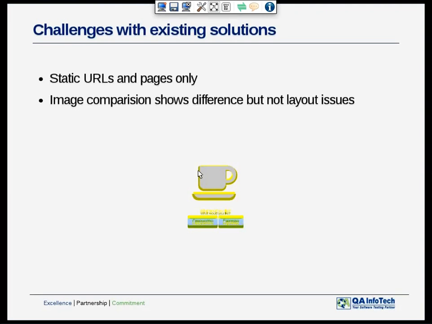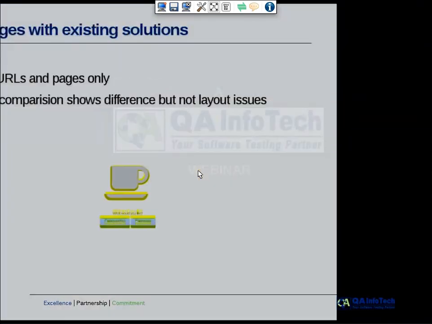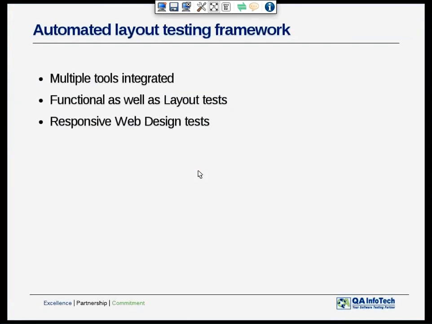Sometimes one of the elements may be a little off compared to its earlier position on the screen, but it may not always be a bug or a layout problem. So we need more than just image comparison to be able to properly identify a layout issue in the application.